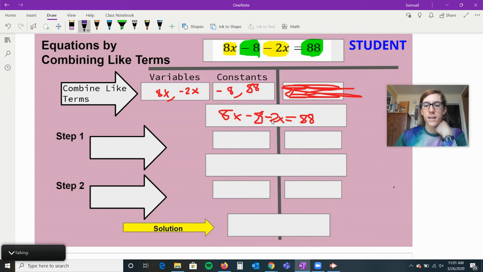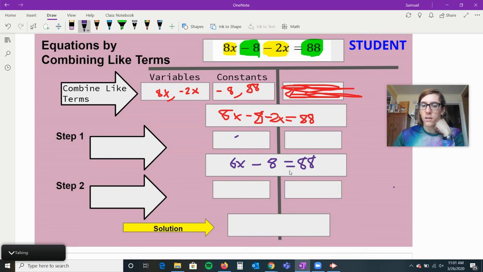8x minus 2x, right? Or 8x and a -2x. That's like saying take 2 x's away from the 8x, right? So that's going to be 6x, right? So we're going to draw it down here, 6x, we still have our -8, 6x minus 8, equals 88. Okay, now it's a 2-step equation.